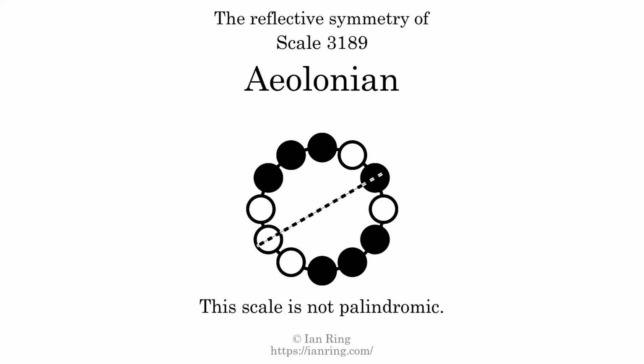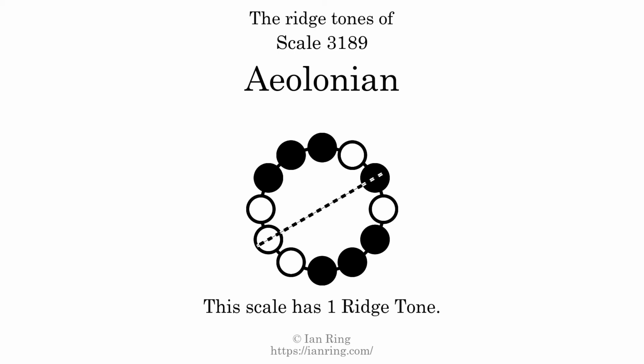This scale has reflective symmetry across an axis positioned 2 semitones from the root. This scale has a different pattern of intervals ascending and descending, so it is not palindromic. This scale has 1 ridge tone.